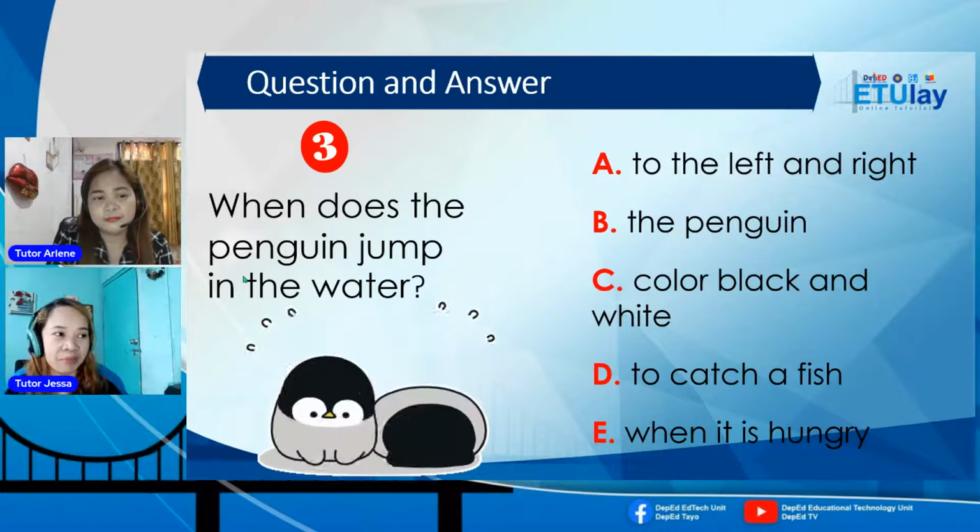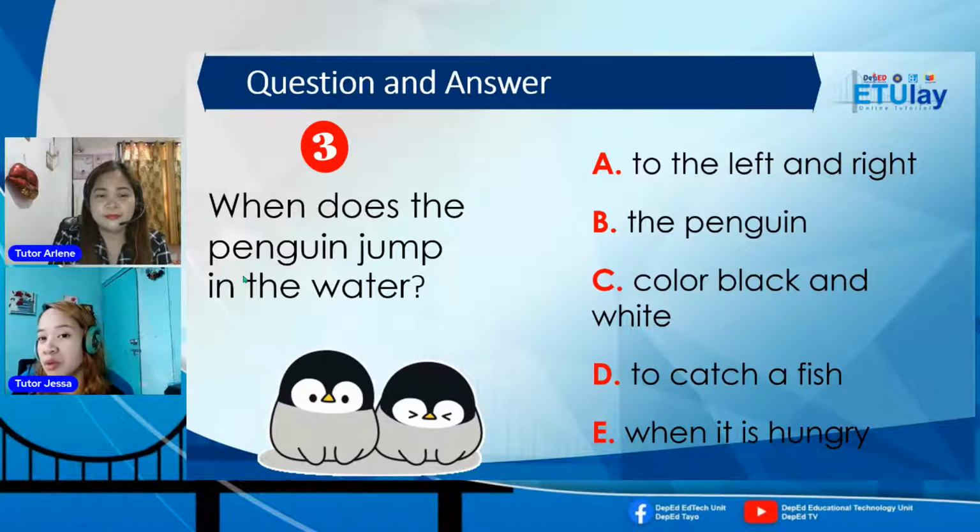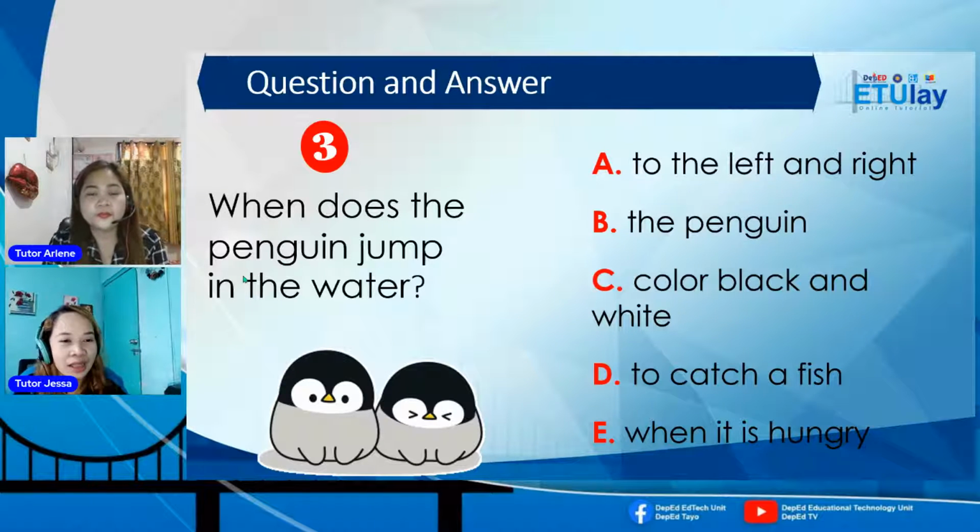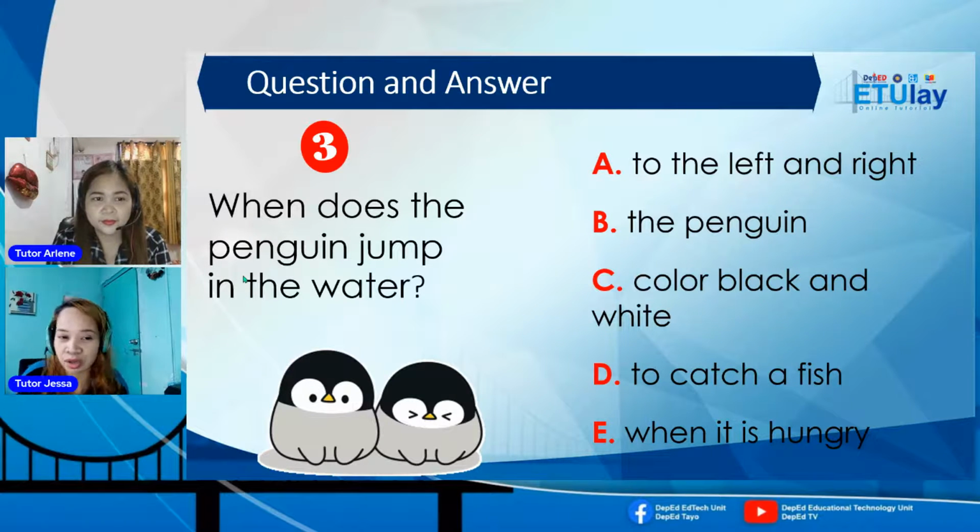When does the penguin jump in the water? Is it letter A, to the left and right, letter B, the penguin, letter C, color black and white, letter D, to catch a fish, or letter E, when it is hungry? Don't forget to type number 3 first, kids, okay?